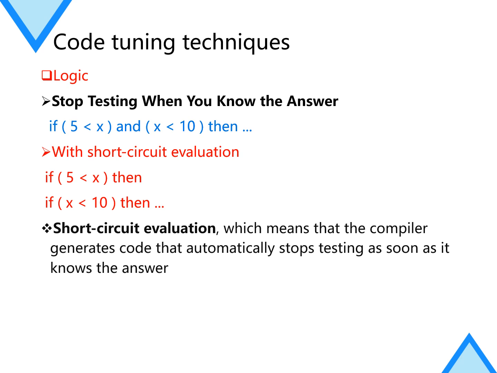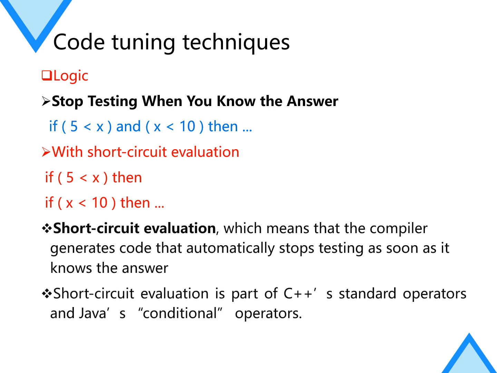Now we need to define what short circuit evaluation is. It means that the compiler generates code that automatically stops testing as soon as it knows the answer. Testing here means evaluating the condition, checking the condition. Short circuit evaluation is part of the C++ standard operators and Java conditional operators. So what is meant by short circuit evaluation? You don't need to check if you already know the answer.